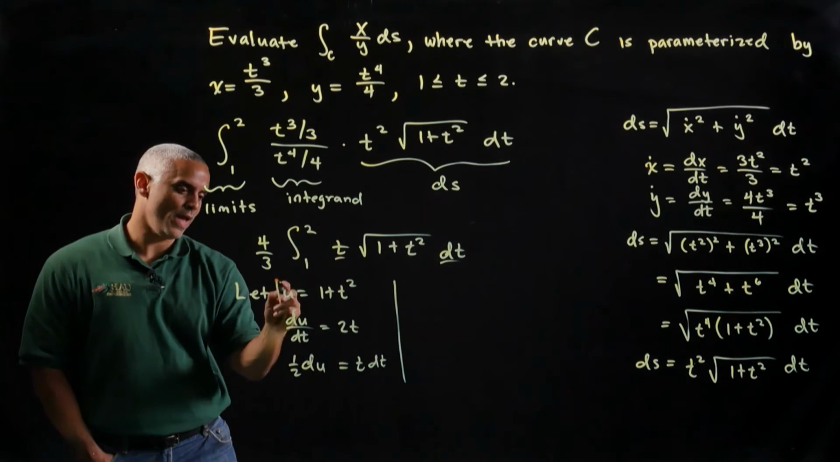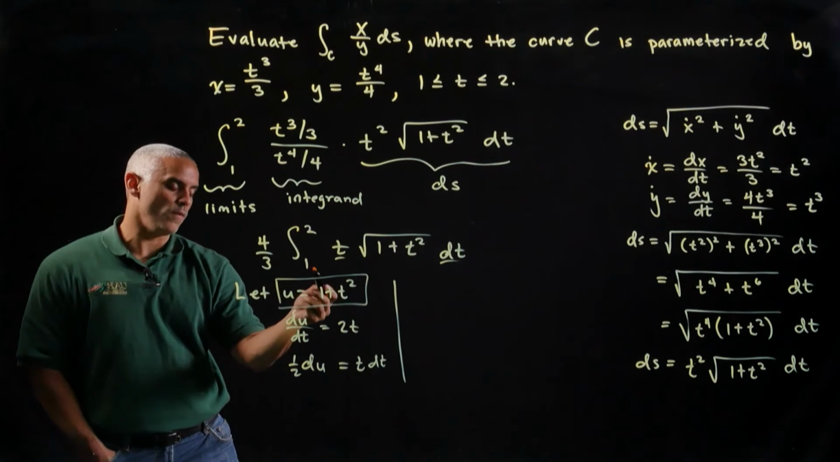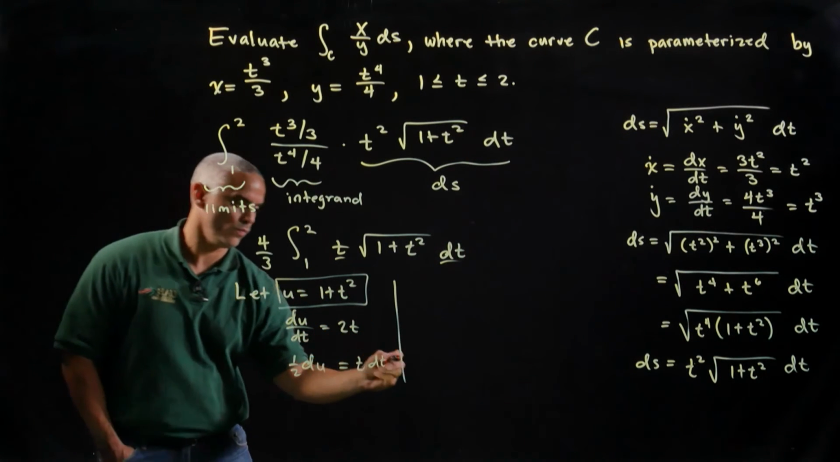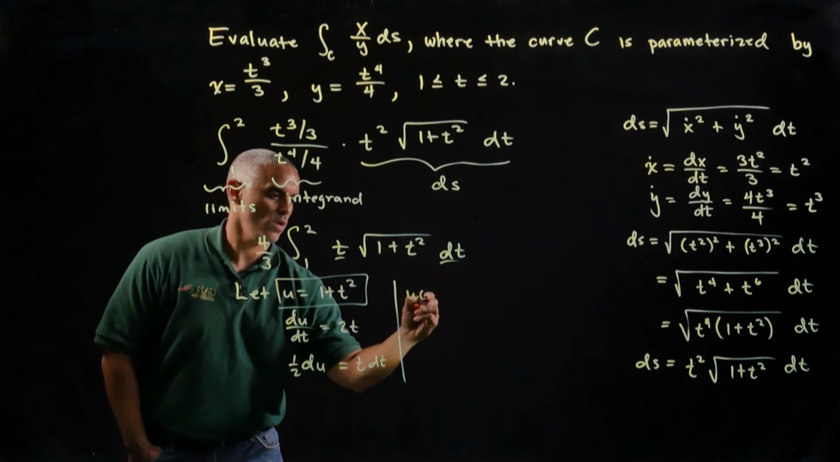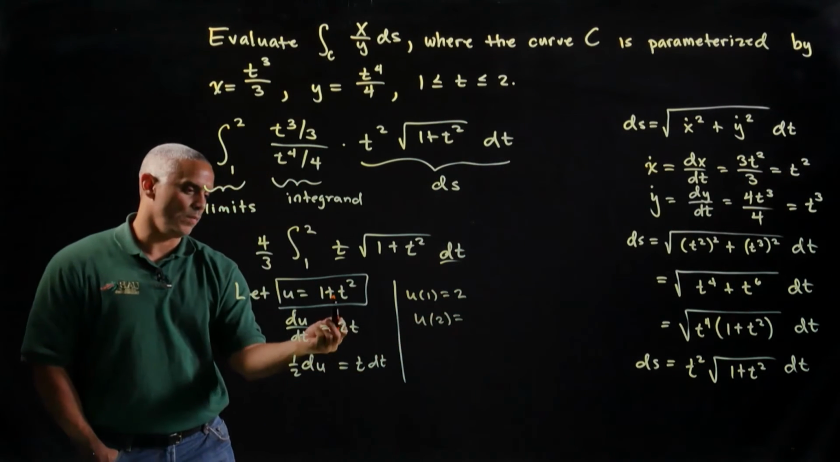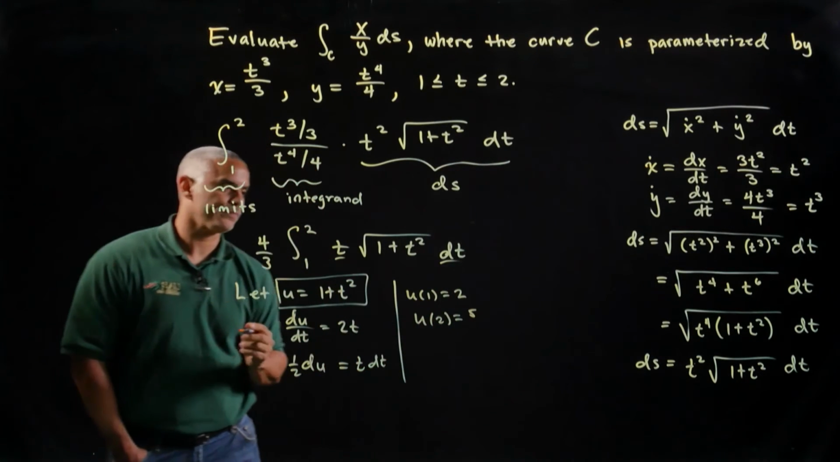Well, here I have a transformation function. So if u is 1 plus t squared, then when t is 1, u is 1 plus 1 squared, or 2. So u at the lower limit is 2. u at the upper limit is going to be 2 squared, which is 4 plus 1, or 5.